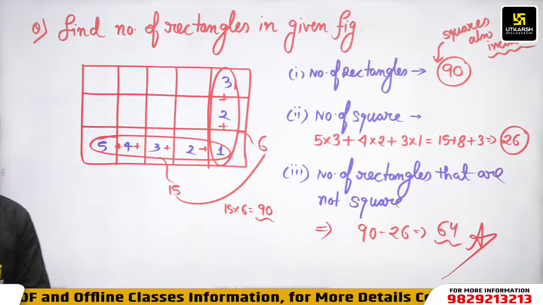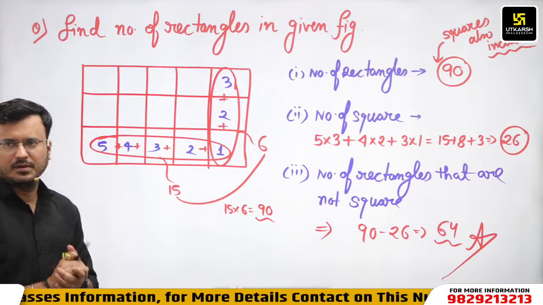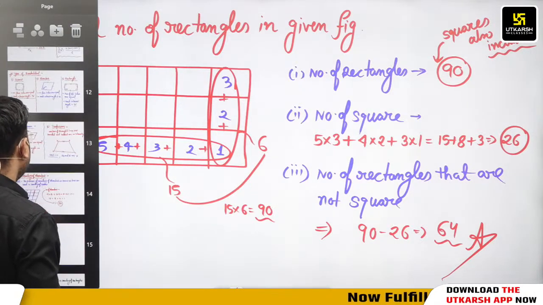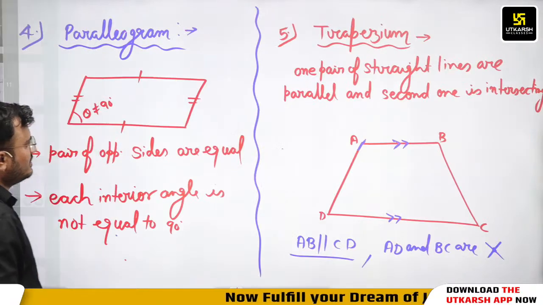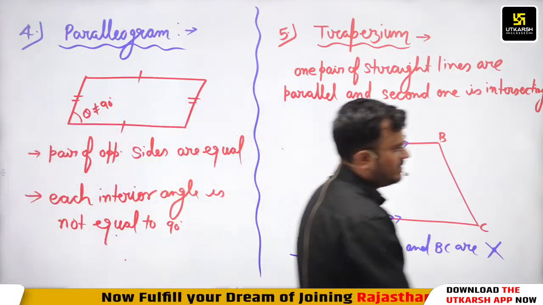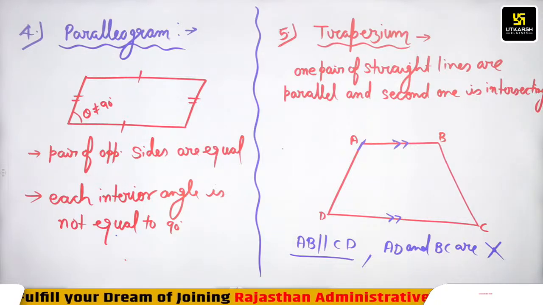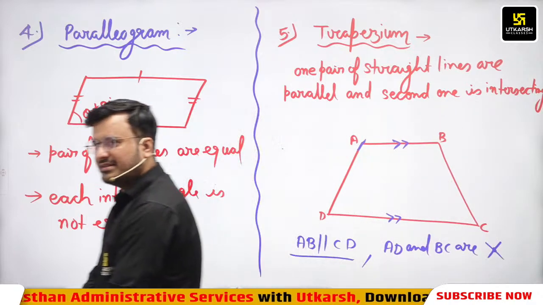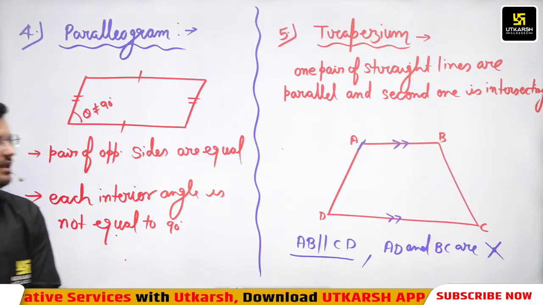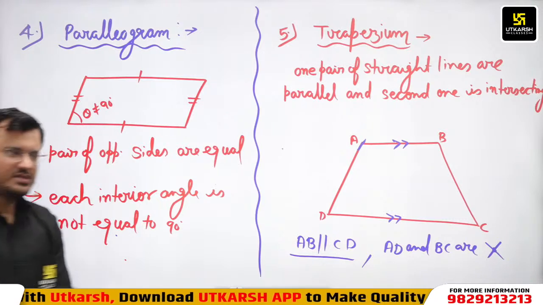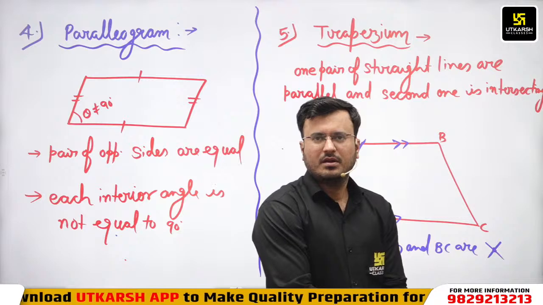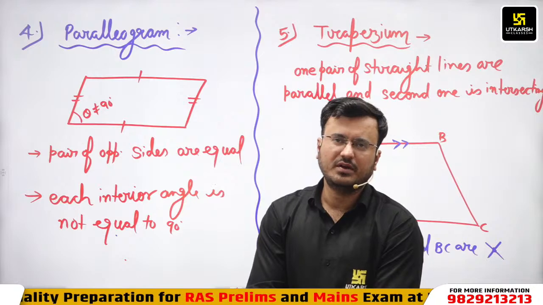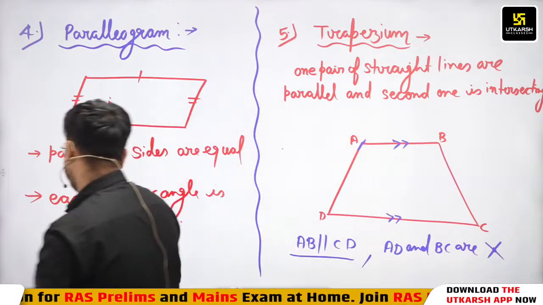Yes or no? Please tell me in the comment box. Now, as we discussed the counting of rectangles, and as you know, the parallelogram is the same as a rectangle. The difference is what? Each interior angle is not equal to 90 degrees. Remaining things are the same in rectangle and parallelogram. So the process of counting of parallelogram is the same as the process that we use in counting of rectangle.